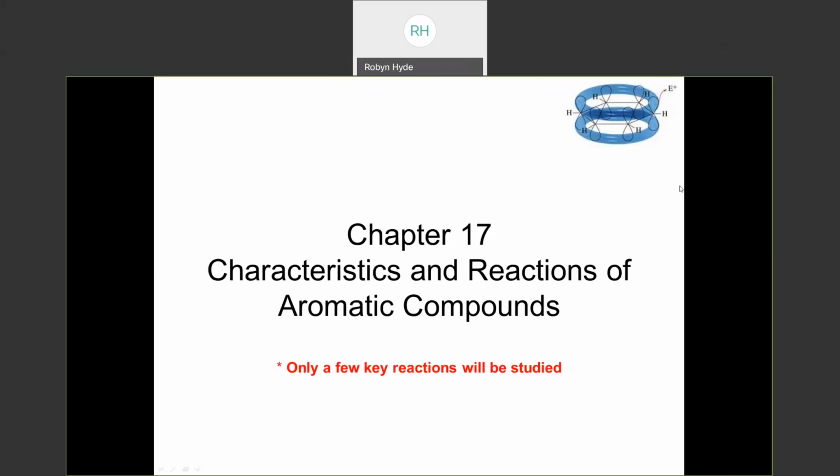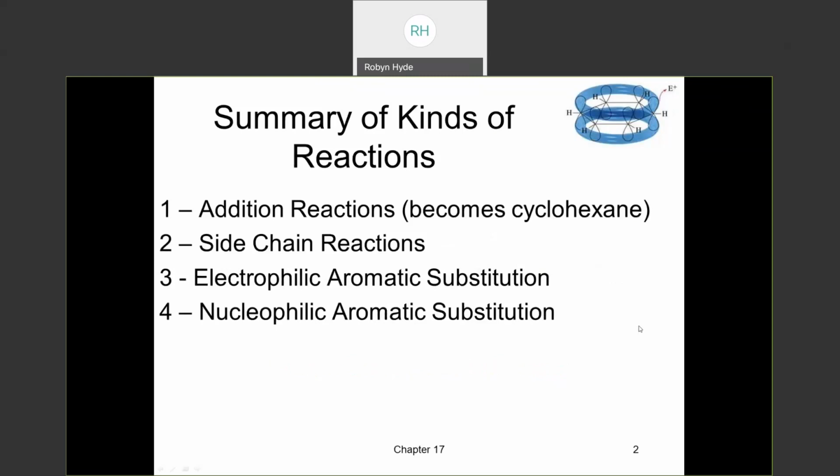What I want to highlight about chapter 17 is that we are not studying the whole entire chapter. We are only going to be studying a few key reactions. What we have already studied are the addition reactions. That was this last weekend. You had an assignment on addition reactions. At the beginning of today's class, for your online reading material, I had you read just a little bit about the side chain reactions of benzene.